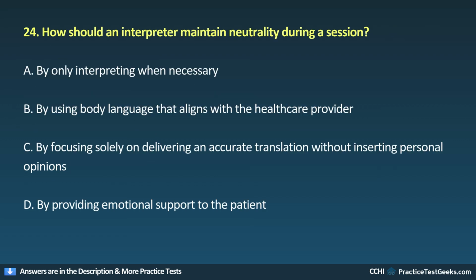24. How should an interpreter maintain neutrality during a session? A. By only interpreting when necessary. B. By using body language that aligns with the healthcare provider. C. By focusing solely on delivering an accurate translation without inserting personal opinions. D. By providing emotional support to the patient.